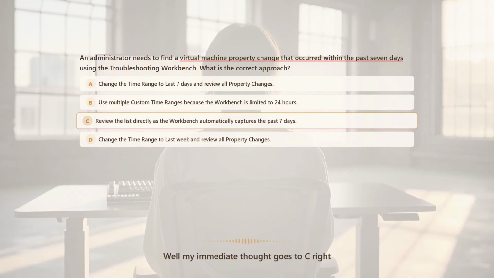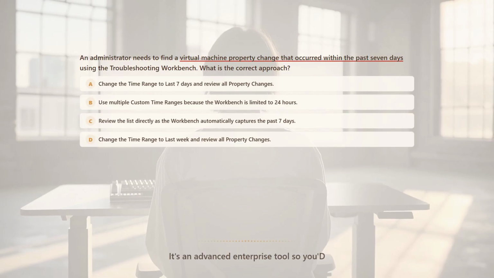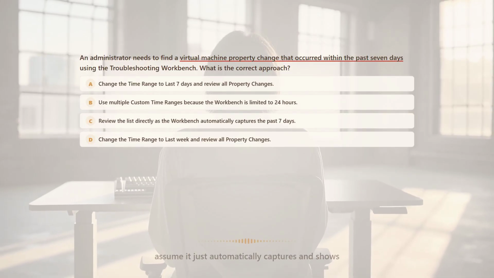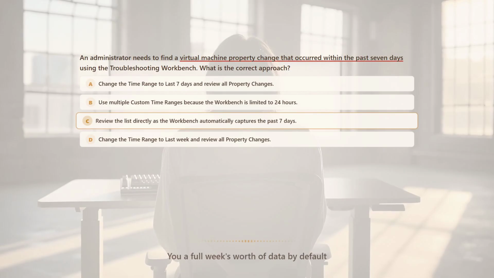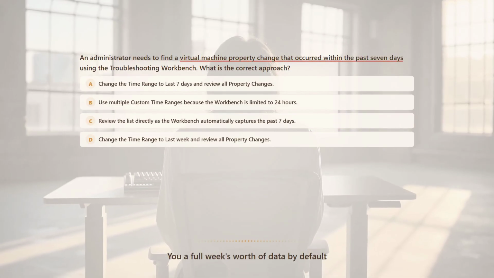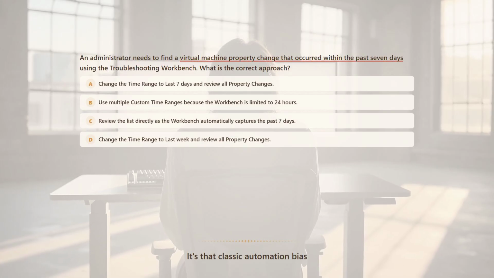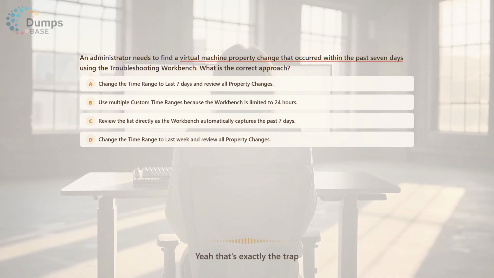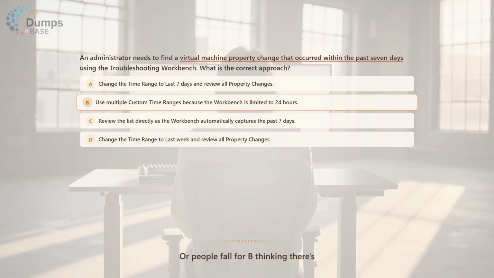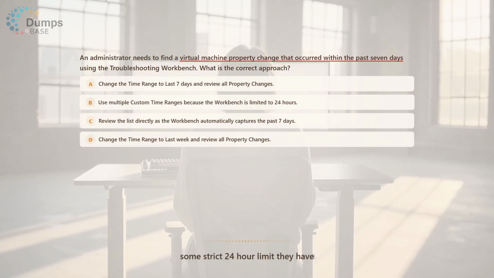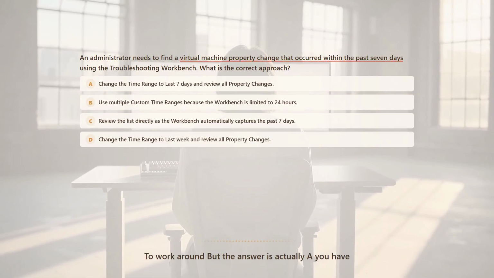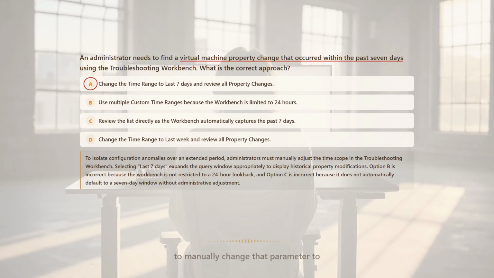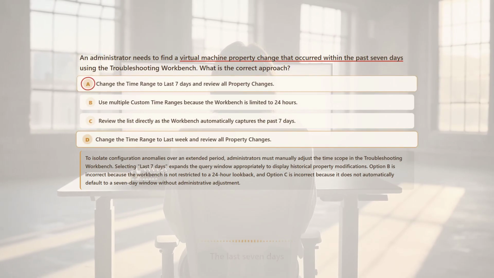Well, my immediate thought goes to C, right? It's an advanced enterprise tool, so you'd assume it just automatically captures and shows you a full week's worth of data by default. It's that classic automation bias, you know. We just stare at the default screen, assuming what we need is already there. Yeah, that's exactly the trap. Or people fall for B, thinking there's some strict 24-hour limit they have to work around. But the answer is actually A. You have to manually change that parameter to the last 7 days.